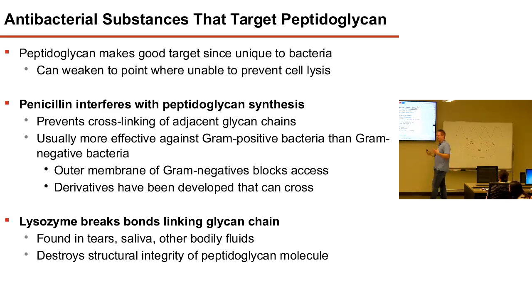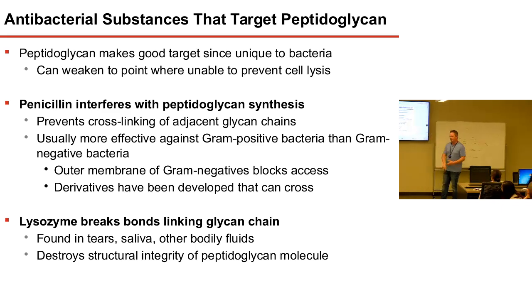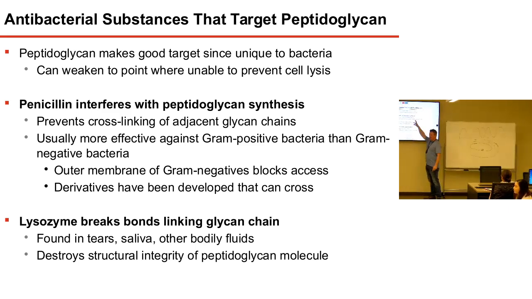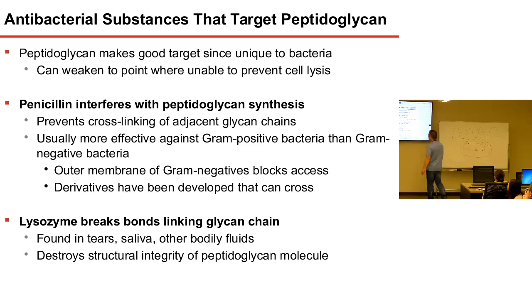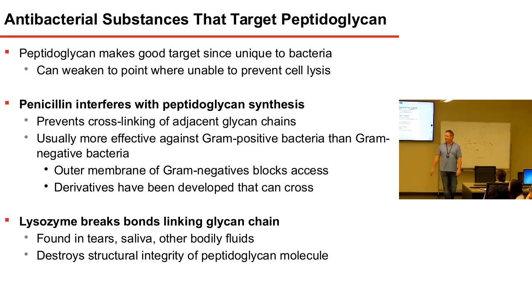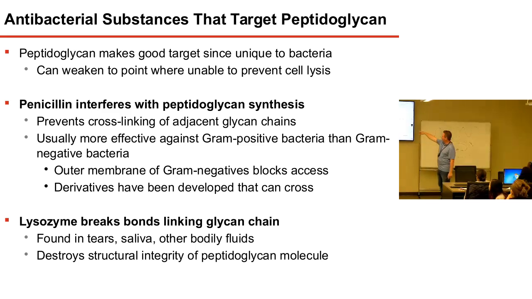Unless your body is able to fight it off, if you got some sort of bacterial infection, there really wasn't much hope for you. Penicillin came on the scene, helped change that. Well, we wanted to know how it worked. And so what we found out was it interferes with the bacteria's ability to make peptidoglycan. And so what that does is it prevents the cross-linking of those glycan chains.